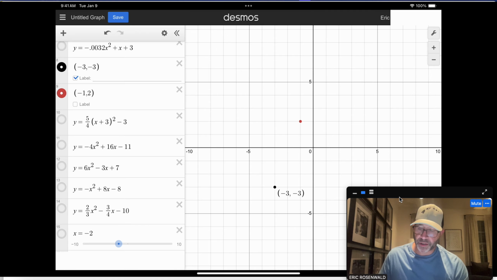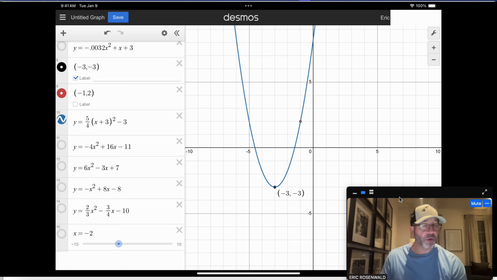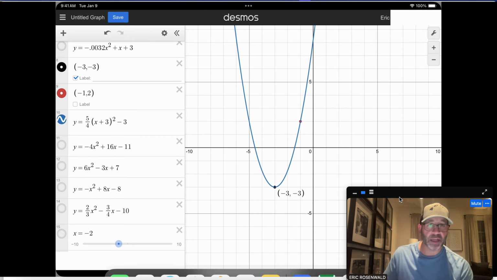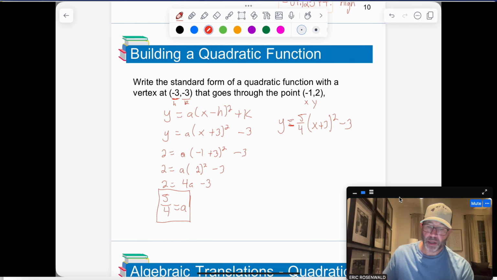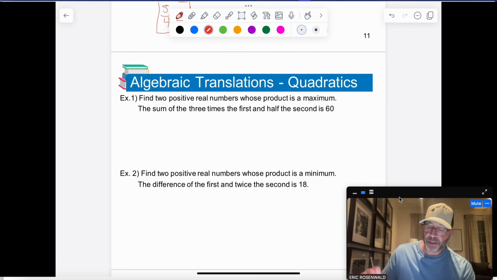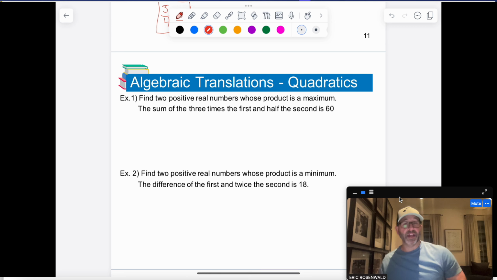So here's the function that we came up with. There you go. We can see this actually works. It gives me my exact picture here. Okay, 5 over 4, x plus 3 squared minus 3. Okay, and it goes through both of those points. All right, let's move on. These are a doozy. You ready?